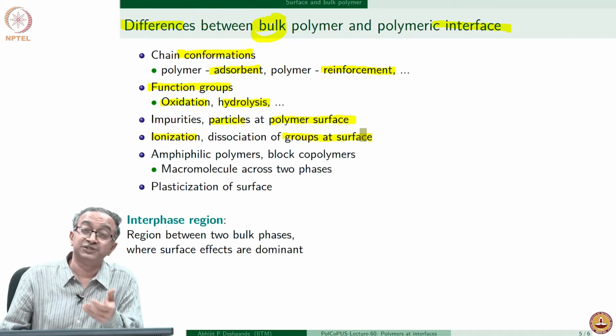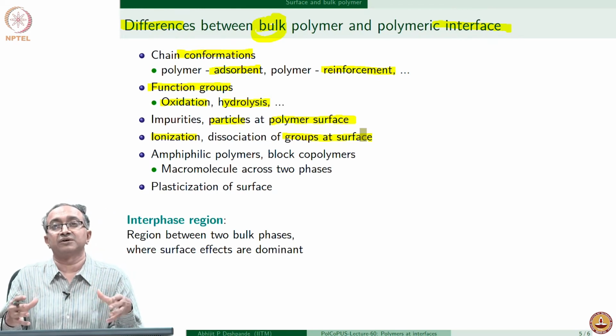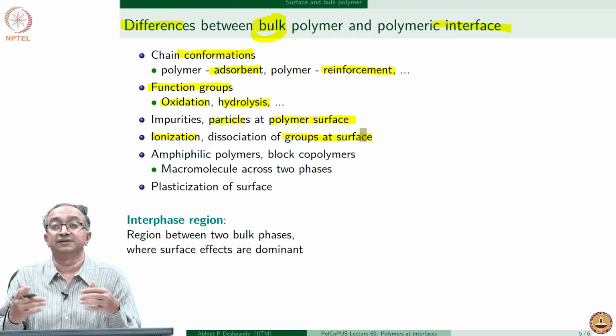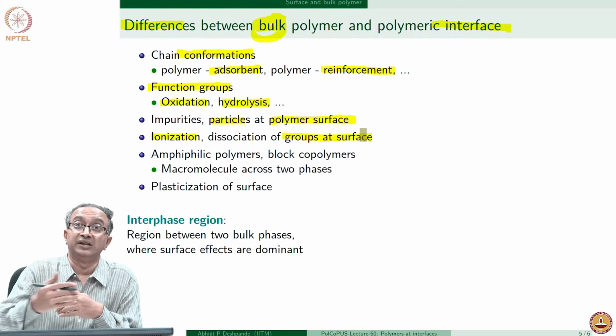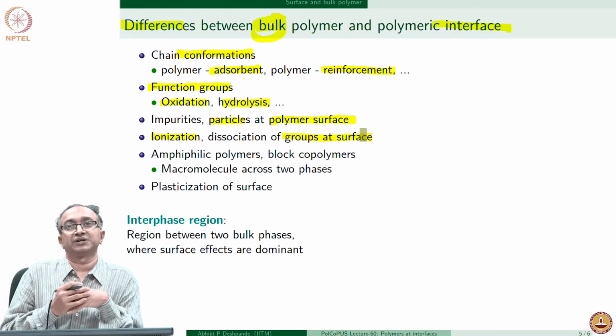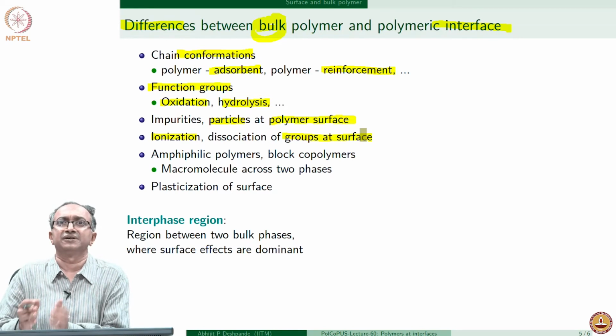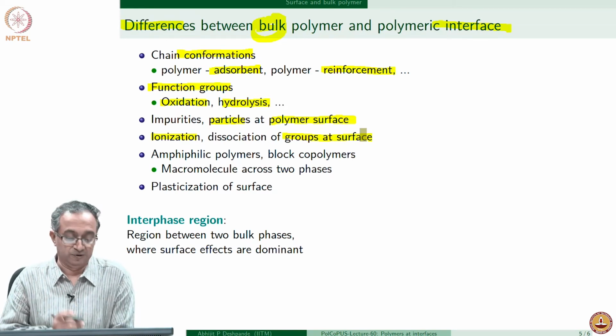We can have the reverse situation, in which case the bulk has, let us say, water absorbed. So, therefore, there is a lot of ionization, but the interface is exposed to oil. In this case, because the interface is exposed to oil, ionization may not happen. So, there are all different possibilities in which the interface is very different compared to the bulk polymer.